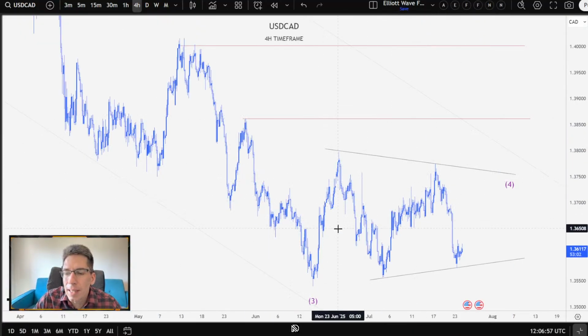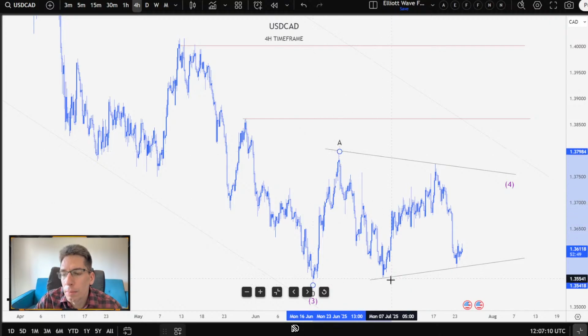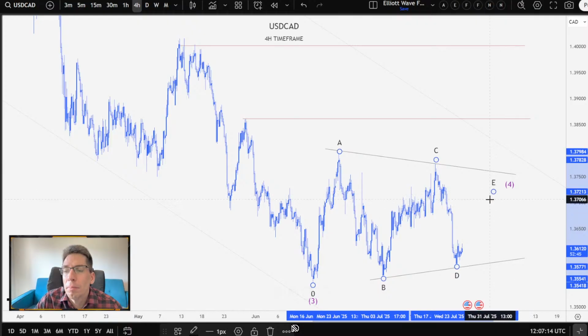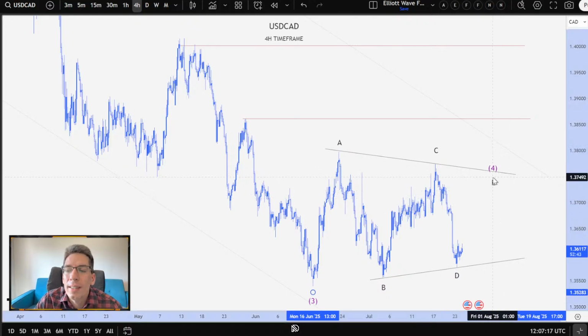Dollar CAD, slightly adjusted count. We had it A, B, and looking for a C. We said that there is a potential for a triangle, and I really believe that how everything looks at the moment, this looks like a potentially okay triangle.